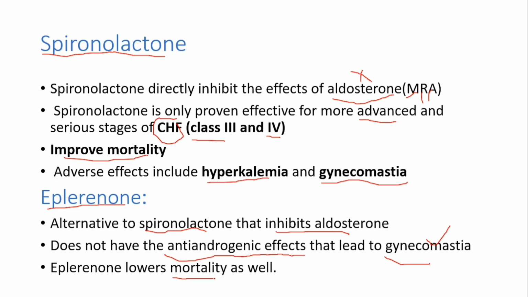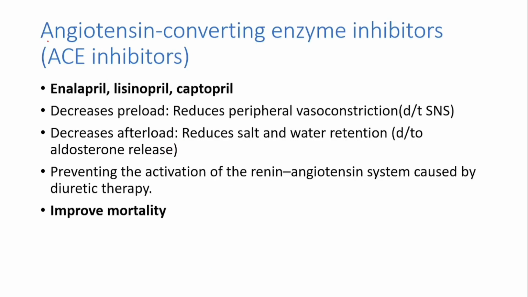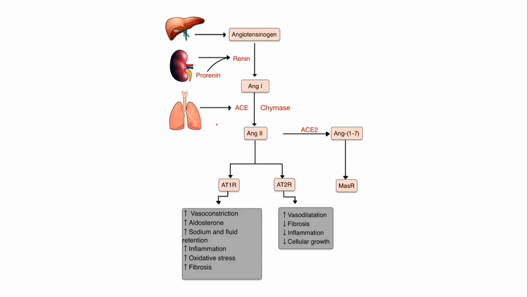in that important slide. Next is the angiotensin converting enzyme inhibitors, or the ACE inhibitors. This is a very important class of drugs in congestive heart failure. Examples here are enalapril, remember the pril at the end, lisinopril, captopril. Now they decrease the preload. Actually, the liver synthesizes the angiotensinogen, and the kidney synthesizes the renin.